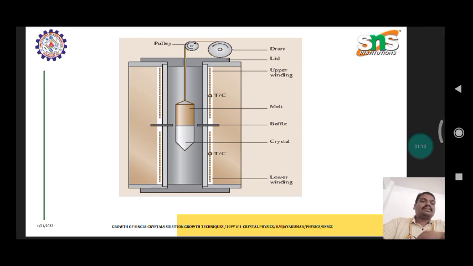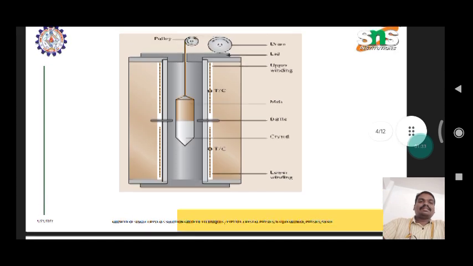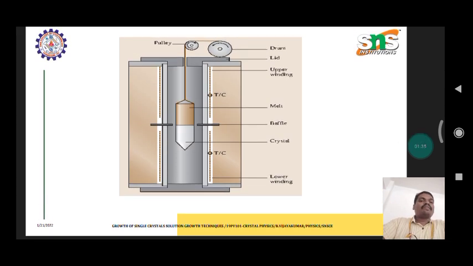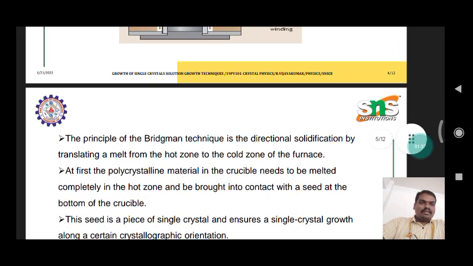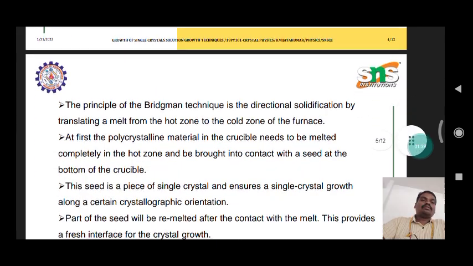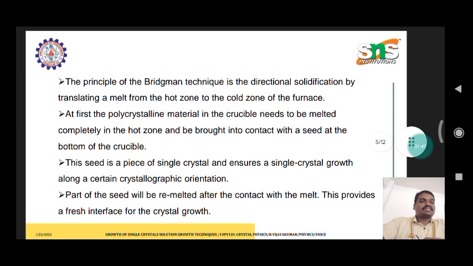In this structure, we have the drum and lid, the upper winding places, the melt, and the crystal growth place, with higher temperature places and lower temperature places, upper winding places and lower winding places. In this technique, we get single crystal structures.